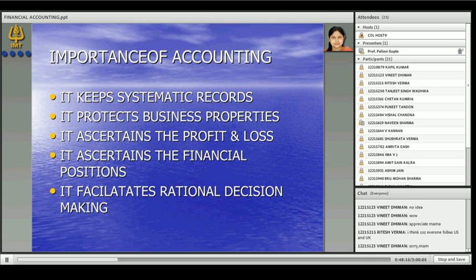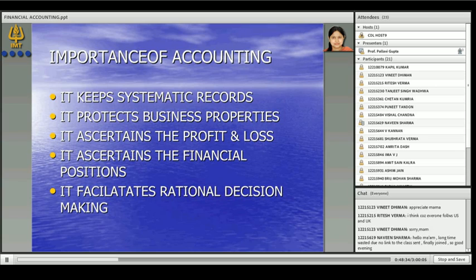What is the importance of accounting? Why is it important? It helps you in keeping a systematic record. We maintain the accounts in a chronological order, so the transaction which is taking place at that point of time is recorded. So at any point of time, we know what is happening in the business, how much we paid to one party, and how much we have taken from the other party.